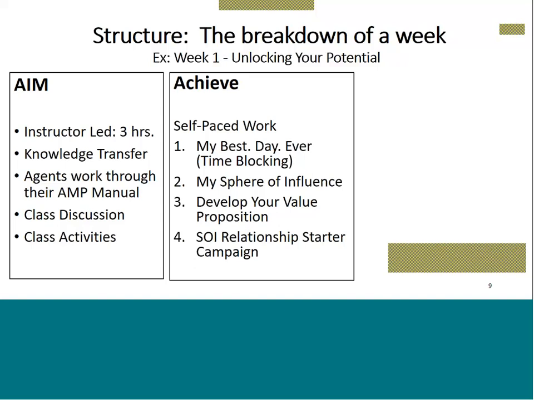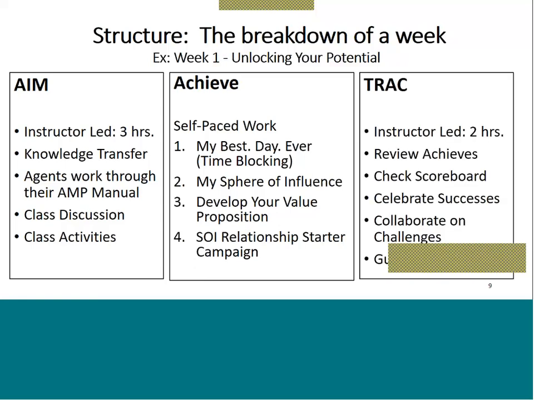So the third achievement in week 1 is developing their value proposition. We need to help them know what to say when they do finally get to a contact who's willing to talk to them. And then again, the sphere of influence, relationship starter campaign and In Touch is one of the achievements in week 1. Finally, they come back for the track meet.